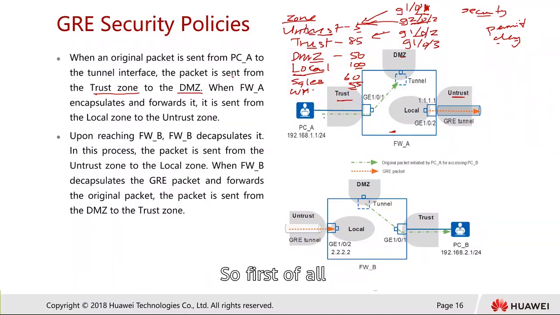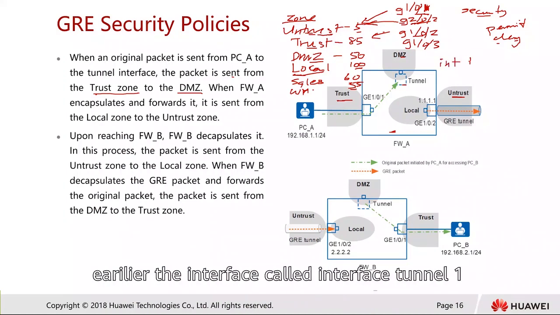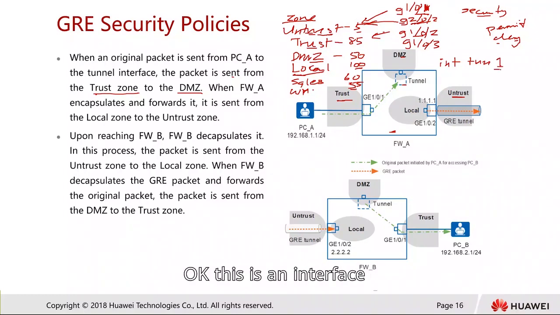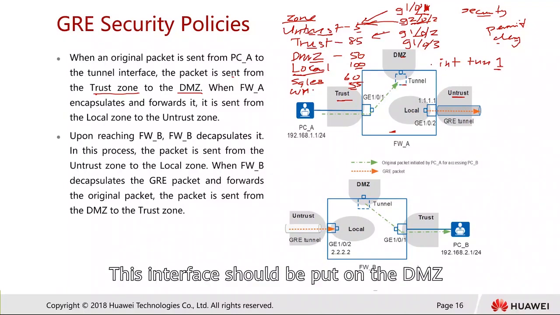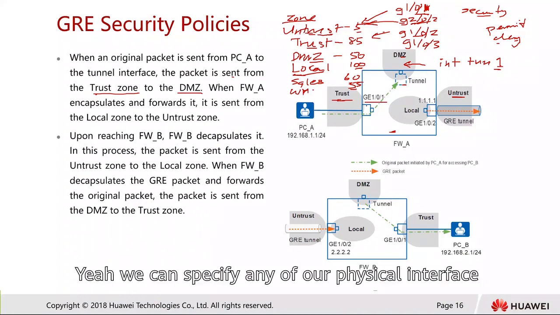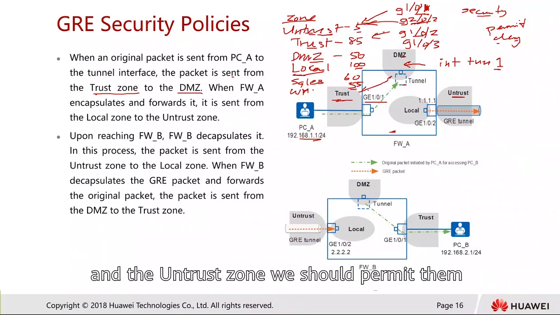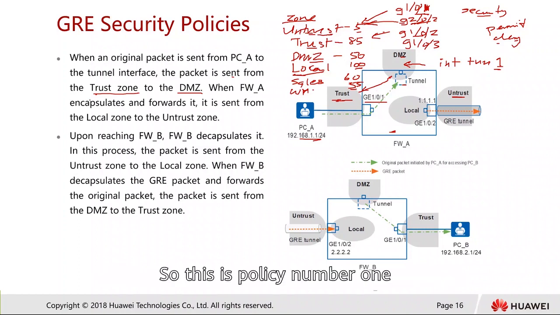Alright, so first of all, if you still remember, I mentioned earlier the interface called interface tunnel 1. Okay, this is an interface, and this interface should be put under DMZ. And the trust zone I just mentioned, we can specify any of our physical interfaces as a trust zone. This is for all our PCs. Then we have to configure one policy between the two here, so between the trust and the DMZ zone, we should permit them. So this is policy number one.